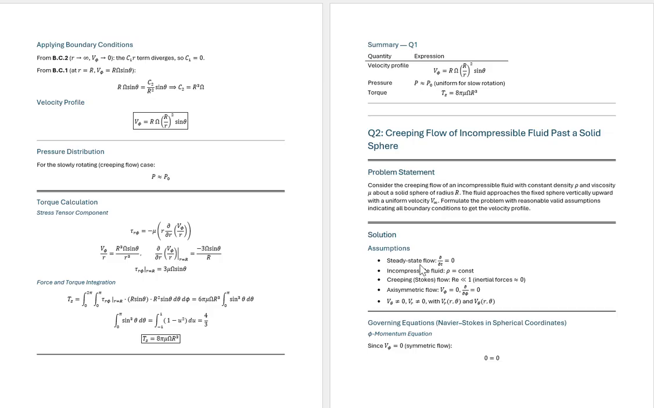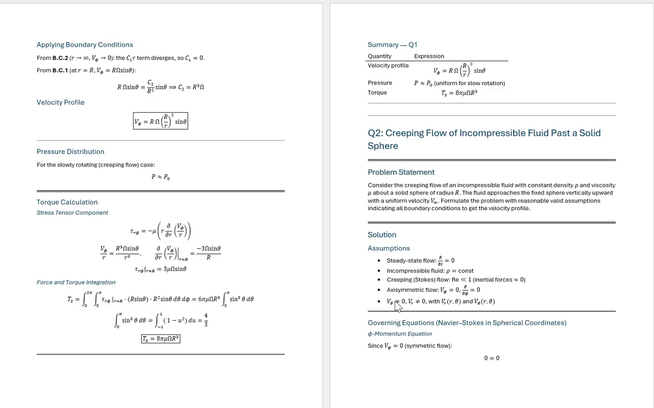Assumptions are that the flow is at steady state and the fluid is incompressible, which means the density is constant, and there is creeping flow where the Reynolds number is far less than 1. So all the inertial forces can be neglected and the flow is axisymmetric where V phi is equal to 0 and V theta not equal to 0, Vr not equal to 0. As we move away from the sphere, velocity changes, so Vr is not equal to 0.